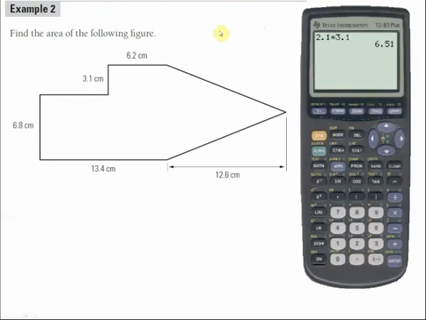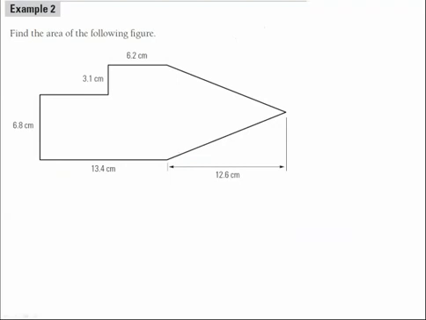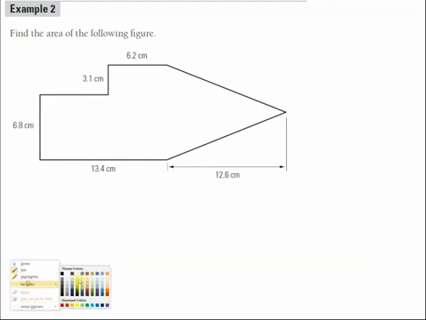This one's going to be a little trickier. We have example 2. Finding the area of the following figure. To find the area, we need to subdivide it into multiple parts that we can work with. There's many different ways to do this. These are the ones that I'm going to choose. And I'll just keep with the blue.